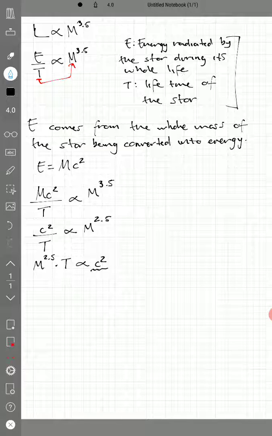And what I get after that, as with any proportion, well, the first thing you need to notice is that this is a constant value. So if this is proportional to c squared, basically what that means is that this whole term, m to the 2.5 times t, is also a constant. So I'm going to write it like that: m to the 2.5 times t is a constant, right? A constant that obviously has to do with c squared, but that's not the main thing. The main thing is that m to the 2.5 times t is a constant.